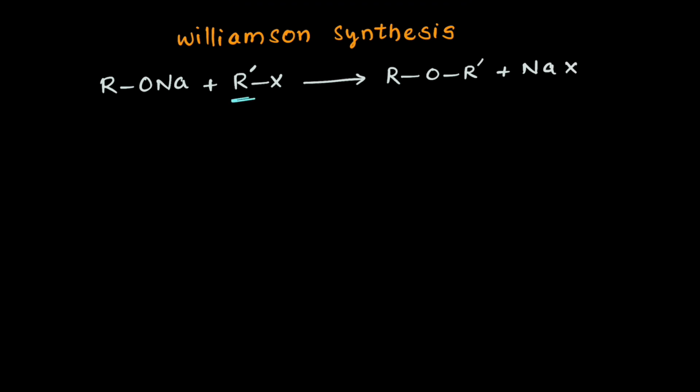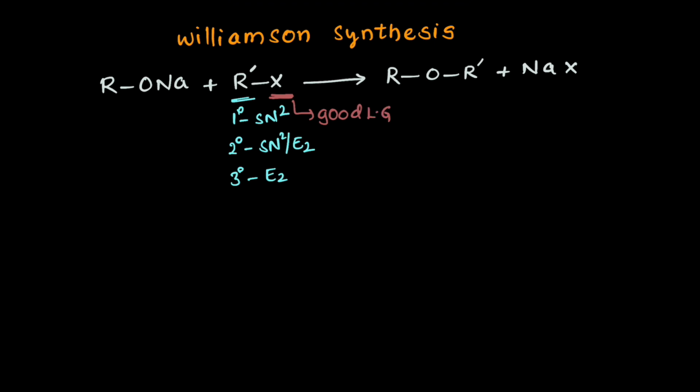Now, which type of alkyl halide is required? Now, R dash. A primary alkyl halide means SN2, secondary means SN2 or E2, and tertiary means SN2 is not possible, only E2 is possible, because here the alkoxide is a base.